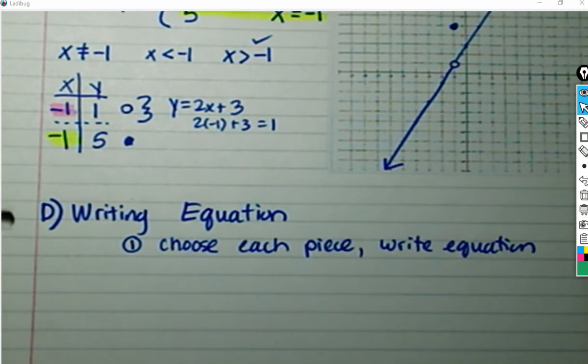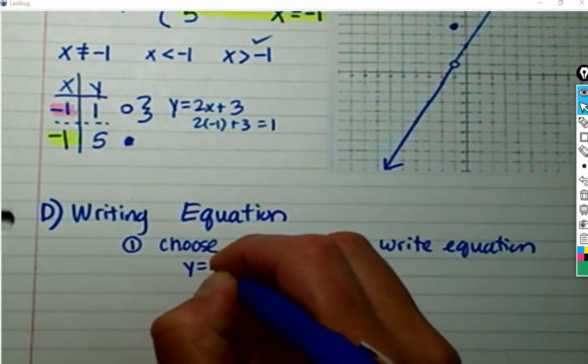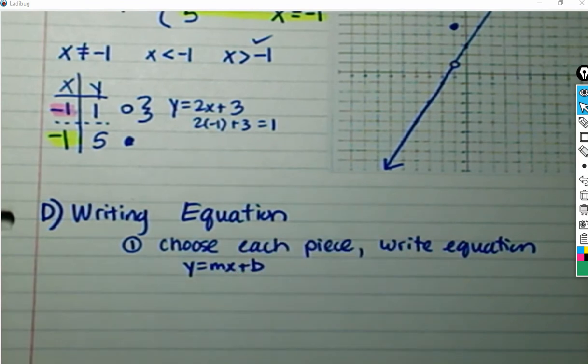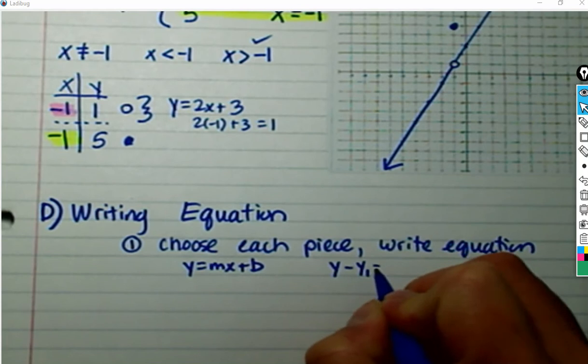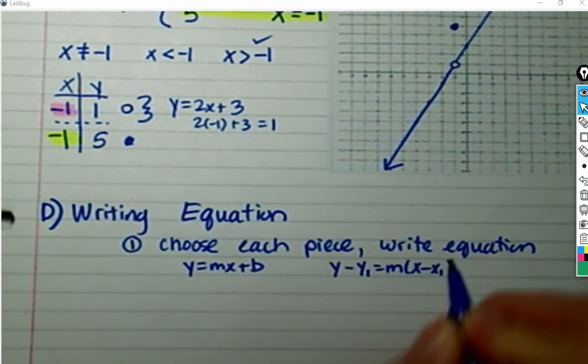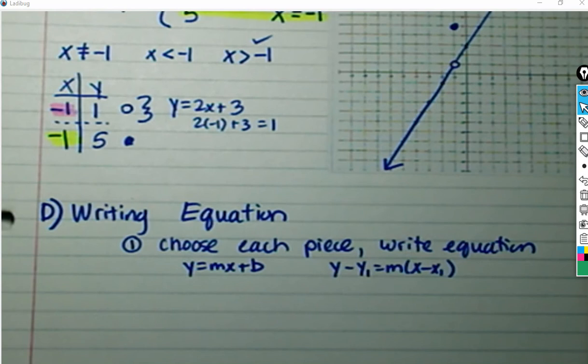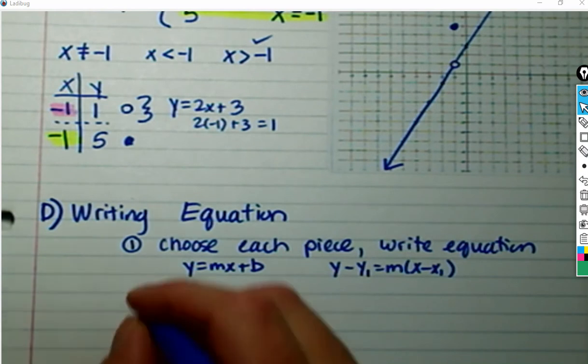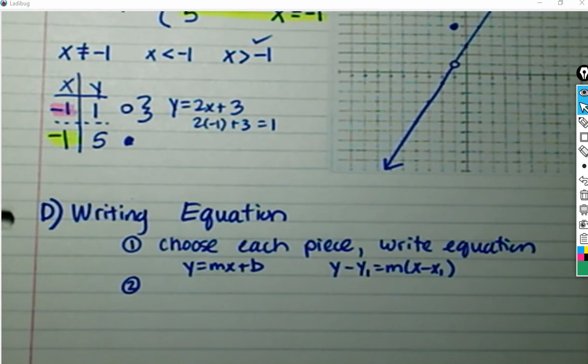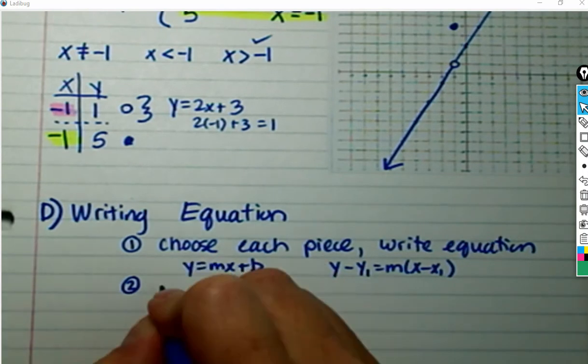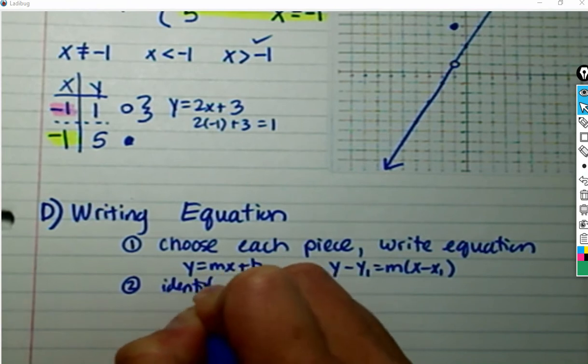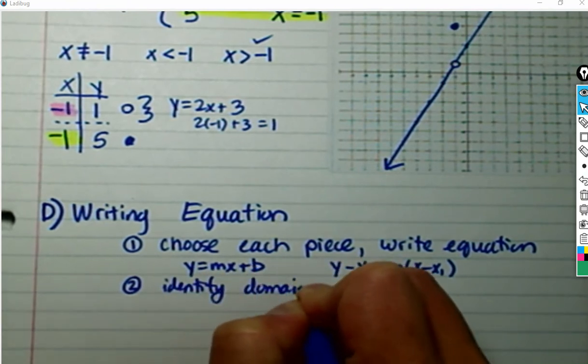You know how you just practiced writing equations of lines with points and slopes, y = mx + b and y minus y1 equals m times x minus x1. So these are the two equations that you can use to write your equations. So that's review. You're going to choose each piece and write the equation. The second thing you're going to do is identify the domain, because in piecewise you have specific domains to work with. Identify the domain.